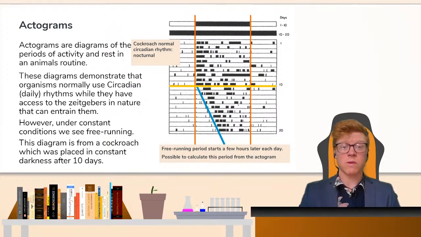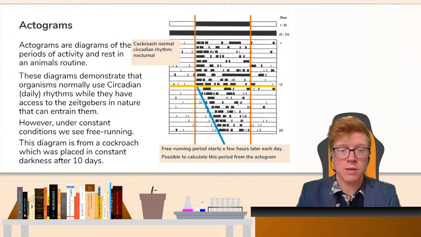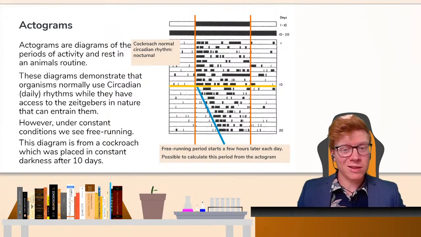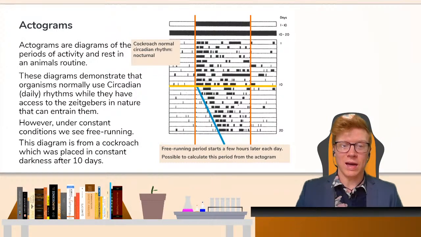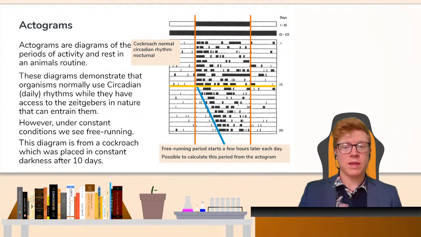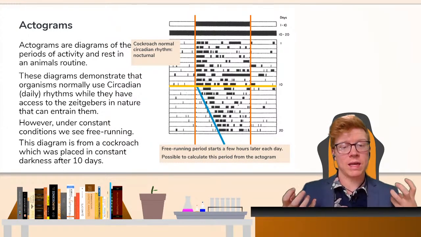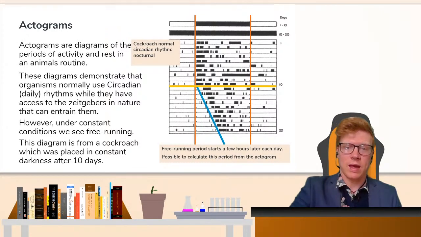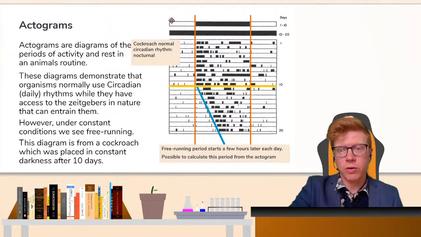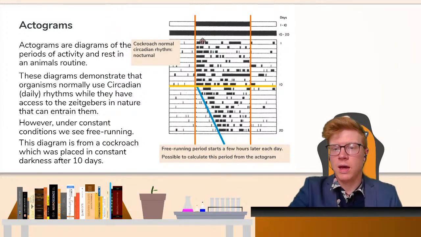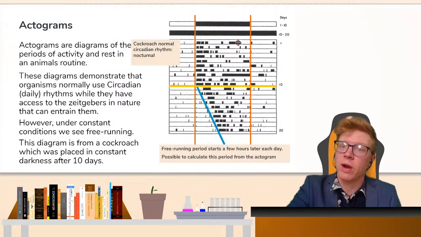These diagrams are really useful for us in science, in particular in biology, because they allow us to see when organisms are active and when they're not. In this example on the right, we can see at the top an example of normal circadian daily rhythms. So circadian, about a day rhythms, while the organism has access to a zeitgeber. So here we've got a cockroach, and we've recorded when they're active and when they're not active. Down here we can see little spikes of activity when the cockroach is running about a bunch.